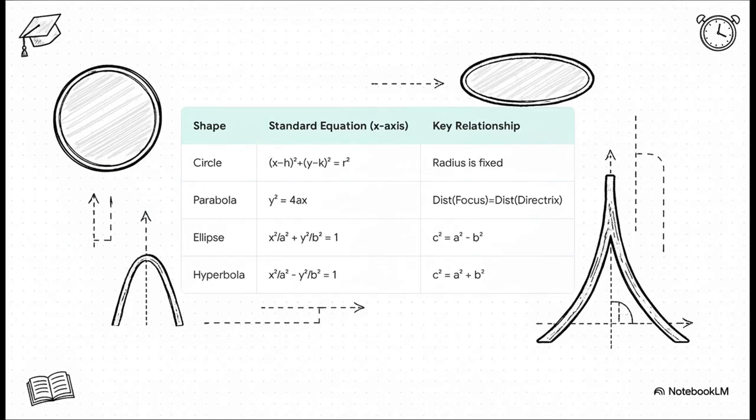For circle, remember x minus h squared plus y minus k squared equals r squared. For parabola, it's y squared equals 4ax. For ellipse, it's x squared over a squared plus y squared over b squared equals 1, and the key relationship is c squared equals a squared minus b squared. And for hyperbola, x squared over a squared minus y squared over b squared equals 1, and the key relationship is c squared equals a squared plus b squared. Just learn this one table, and you're totally sorted for your exam.